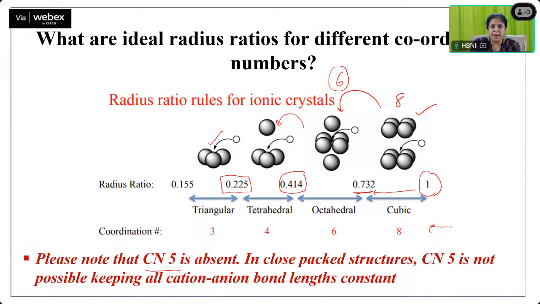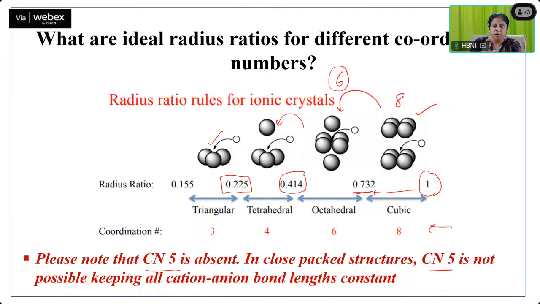Okay, why is it absent? Because in close packed structure, coordination number 5 is not possible keeping all your cation and anion bond lengths constant. That means, and when I say that, I don't say that you will not find coordination number 5 and 7 in your structures. They will be present, but then those structures will be distorted structures.